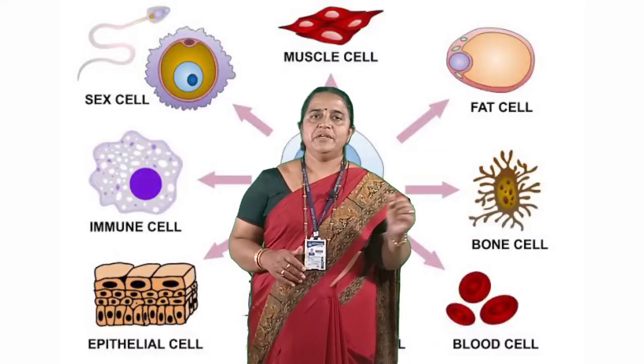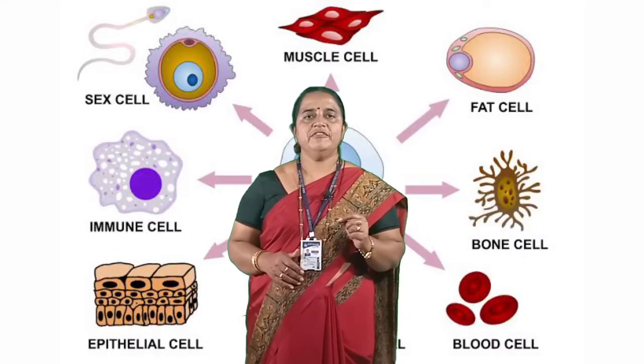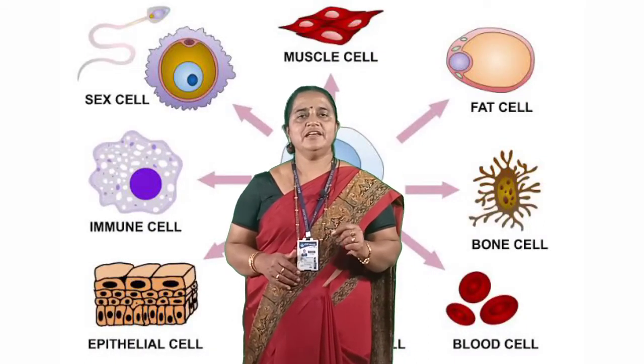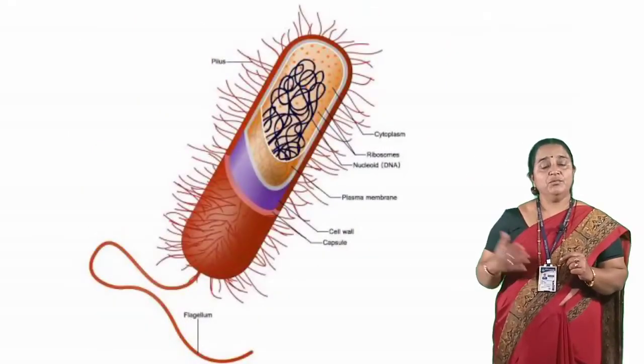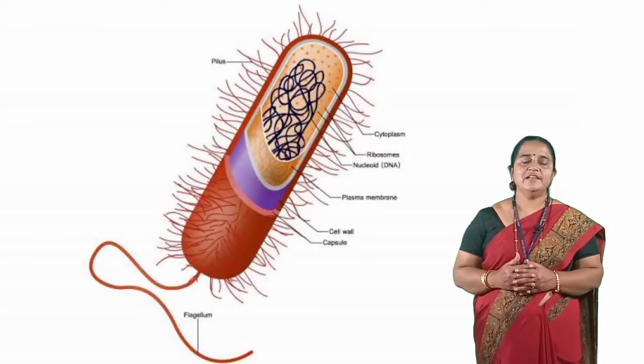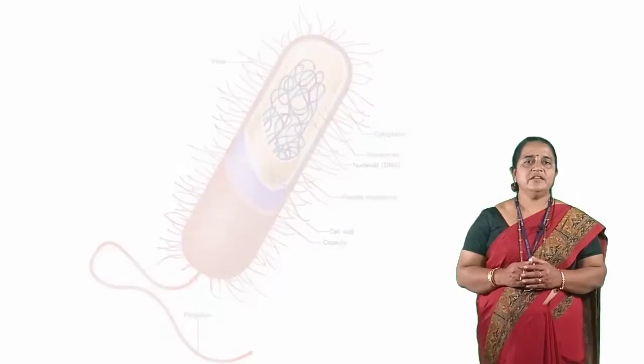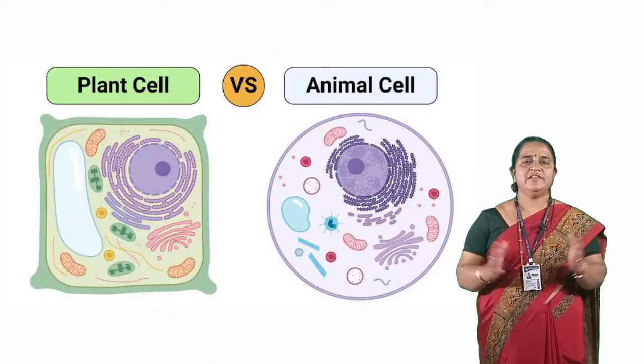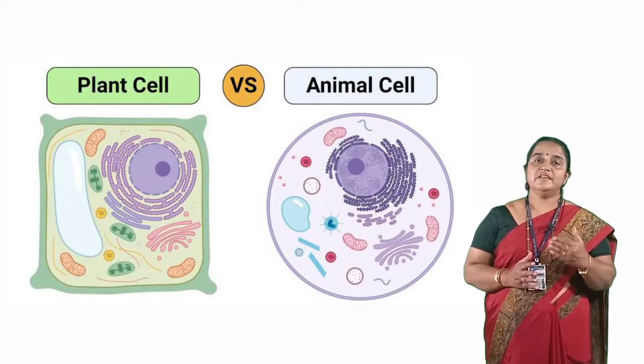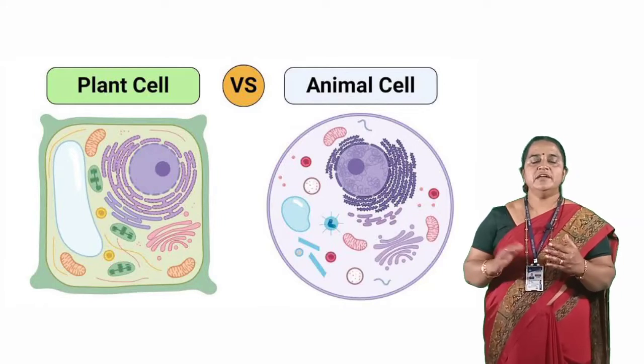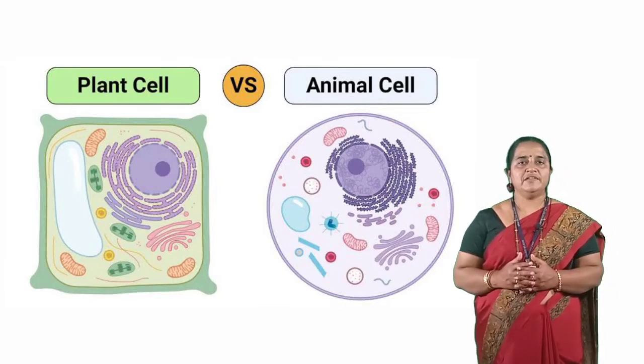Hi children, in today's session, let us continue with the types of cells. In the previous session, I already specified the prokaryotic cell, taking the example of bacteria. Moving on to the eukaryotic cell, standard examples taken are the plant cell and animal cell. Let us discuss one by one, followed by the differences between plant cell and animal cell.